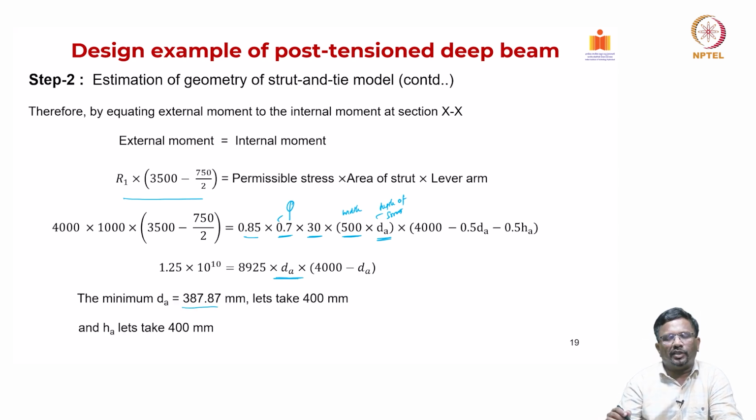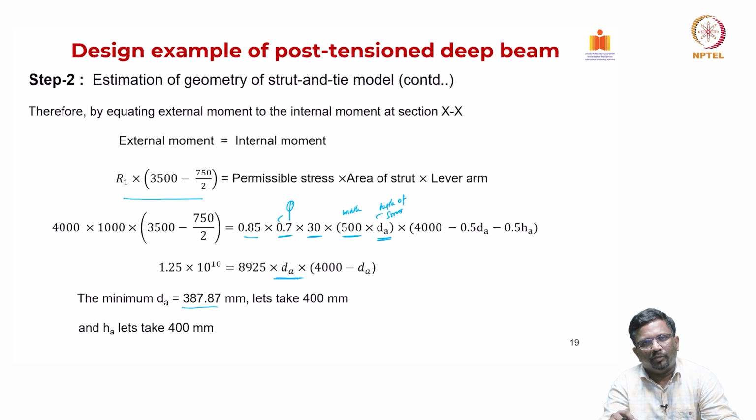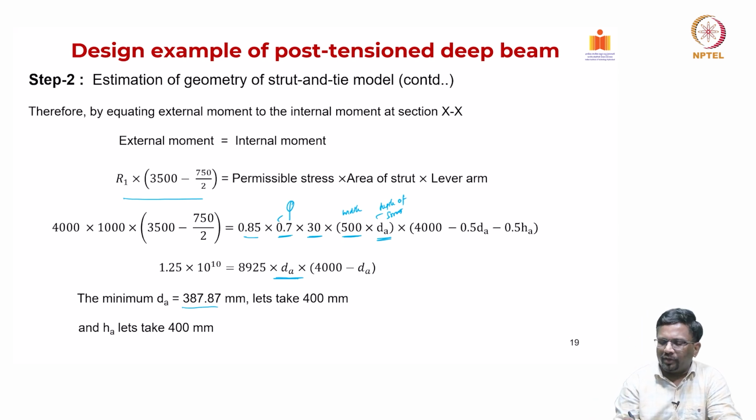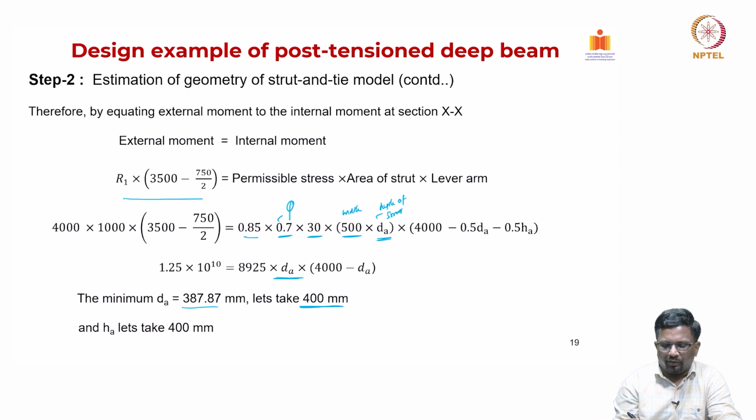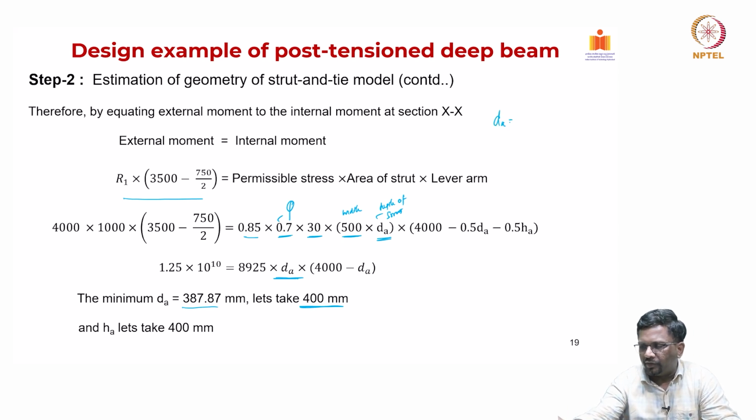It works out to be 387.87 millimeter, and we round off to the next possible round value, which is 400 millimeter. So at the end of this step we have found that dA, which is equal to hA, is equal to 400 millimeter.